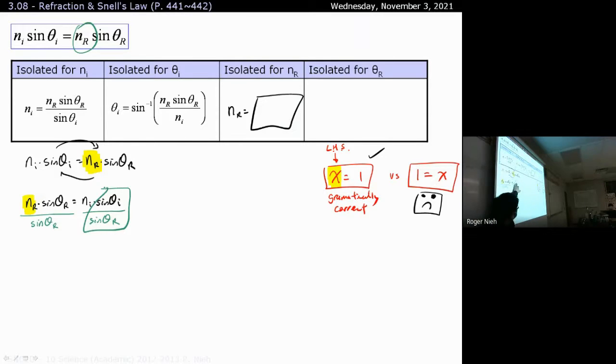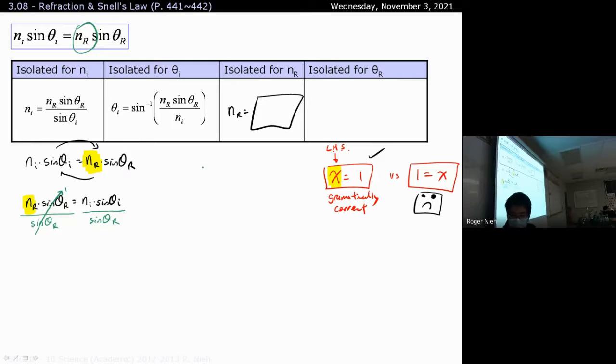Okay, now on the right-hand side, sine theta i and sine theta r, these are two different variables, right? Remember that this is on one side of the boundary and this is on the other side of the boundary. So these are two different things. They cannot cancel each other out. So you have to leave that alone. What you can cancel out, however, is sine theta r. These two are clones of each other and they will divide each other out to 1.